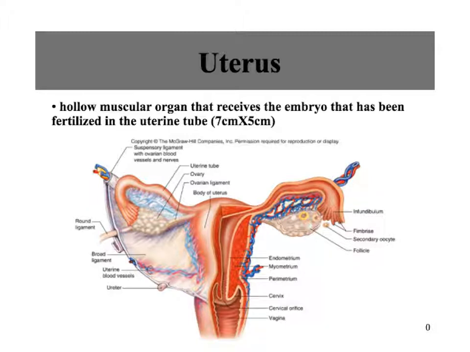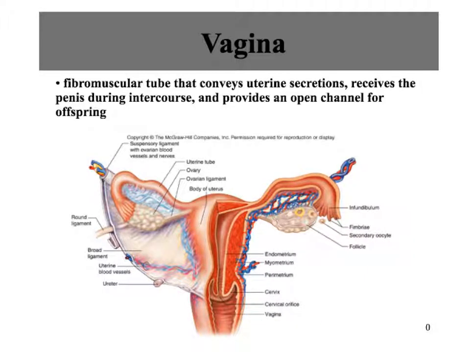This slide has an overview of the uterus. We just were looking at those 3 layers of tissue: endometrium, myometrium, and the perimetrium. Again, highly vascular, making up the structure of the uterus. The vagina, as it says here, is a fibromuscular tube that conveys the uterine secretions, receives the penis during intercourse, and obviously is part of the reproductive tract.